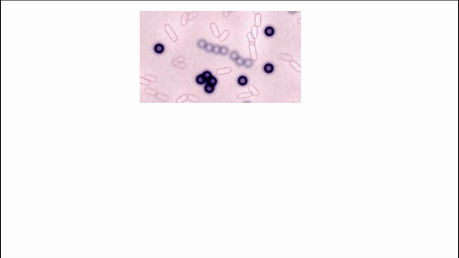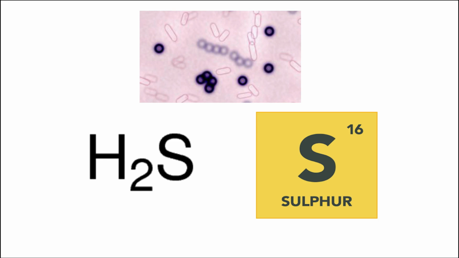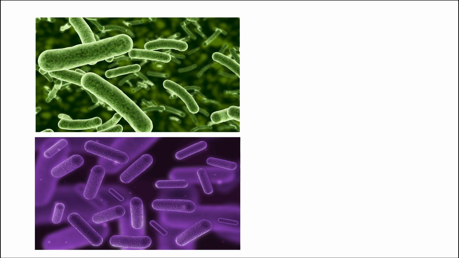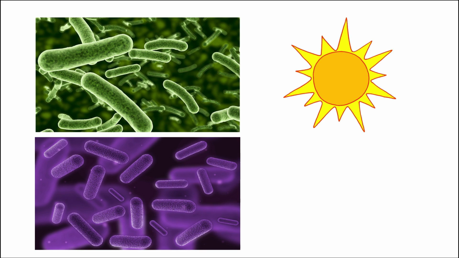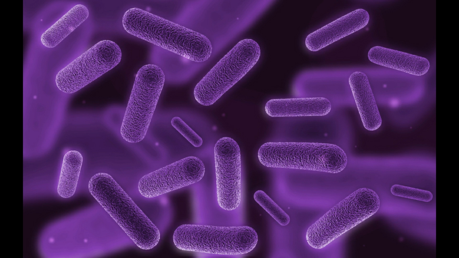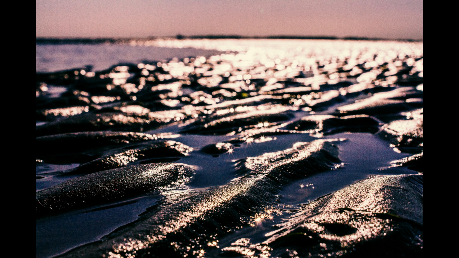One example is the colorless sulfur bacteria. These bacteria reduce hydrogen sulfide to elemental sulfur and oxidize it to sulfuric acid. Other groups of bacteria, such as green and purple, in the presence of light, use hydrogen sulfide during photosynthesis. The purple bacteria are the best known and are found in salt marshes and in the mudflats of estuaries.